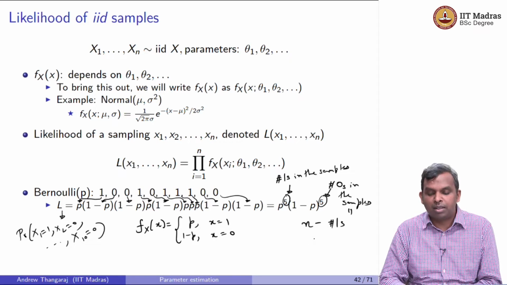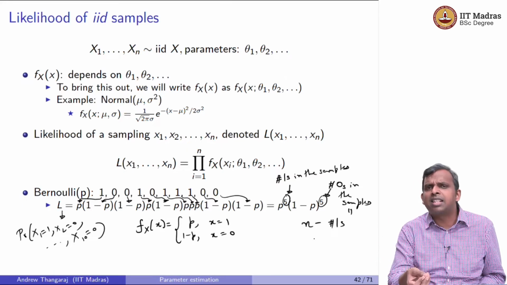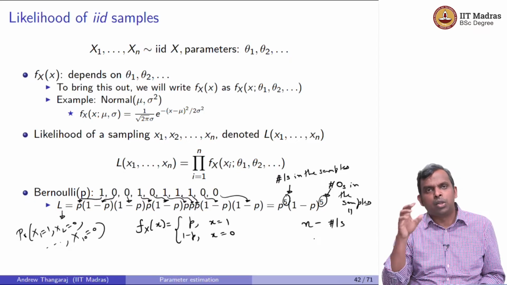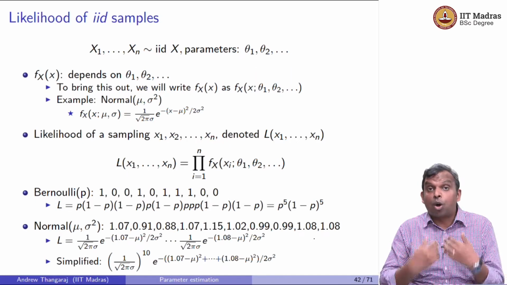Okay, that's just Bernoulli. Simple enough, you've got the likelihood. Hopefully you get the hang of it. For any other discrete distribution, look at the sample, substitute the probabilities, multiply them out, and you will get the likelihood. Easy enough. Next is the normal distribution.